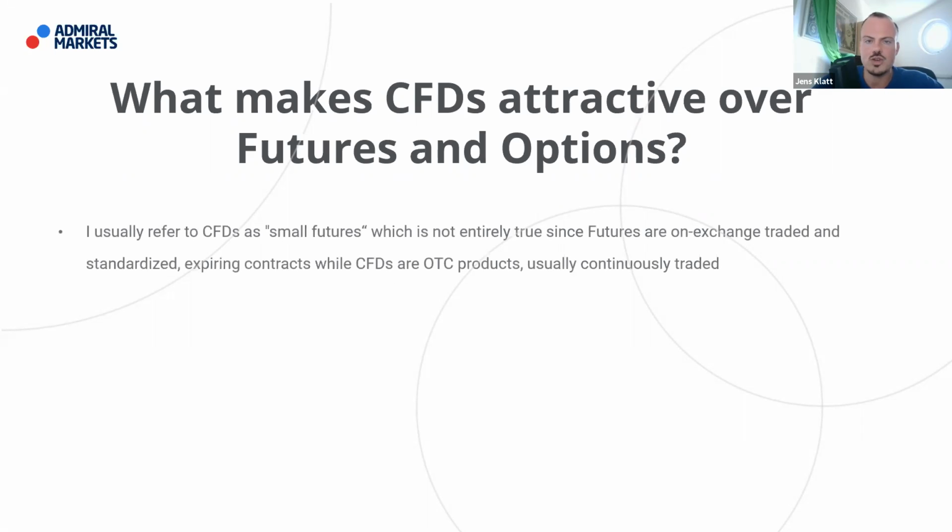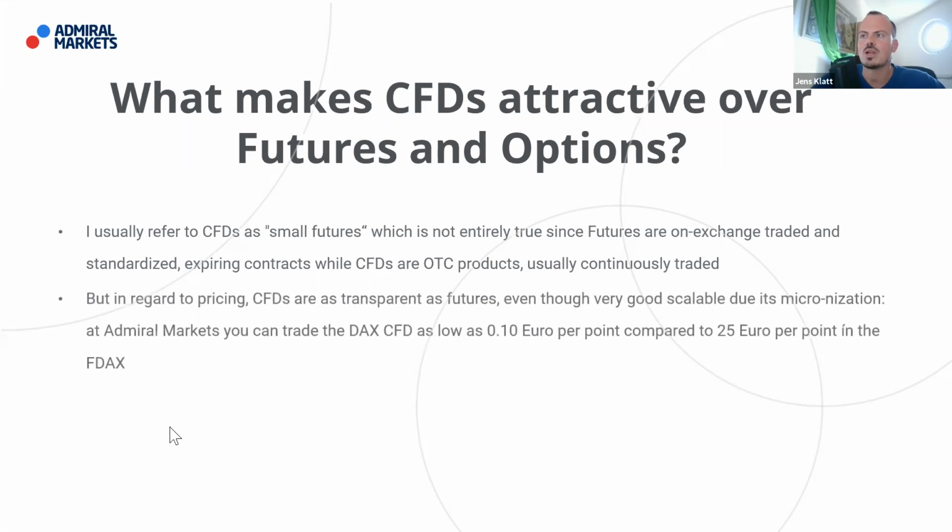So what I usually do when talking about CFDs is that I usually refer to CFDs as small futures, which is not entirely true, since futures are exchange-traded, standardized, expiring contracts, while CFDs are OTC products and usually continuously traded, as for example the continuous contract when trading the DAX with Admiral Markets. But in regard to pricing, CFDs are as transparent as futures, and very scalable due to their micronization. At Admiral Markets here, you can trade, for example, the DAX CFD as low as 10 euro cent per point compared to the 25 euro per point in the FDAX.